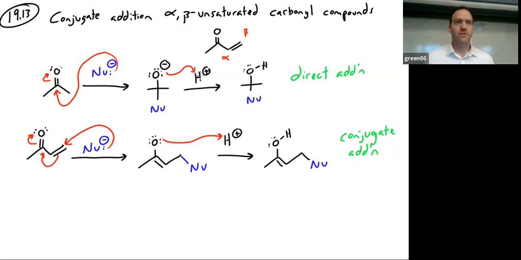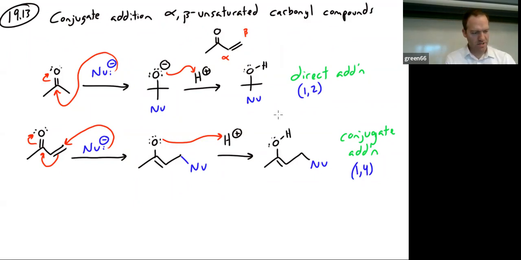Sometimes the direct addition is referred to as a 1-2 addition. The reason we call it that is the nucleophile added to atom 1 and the proton added to atom 2. So there was a new bond here and there's a new bond here. We call that a 1-2 addition, or 1-2 adduct is how it's sometimes referred to. In the conjugate addition, the nucleophile added here, so 1, 2, 3, 4, the hydrogen added over here. We call that a 1-4 addition.